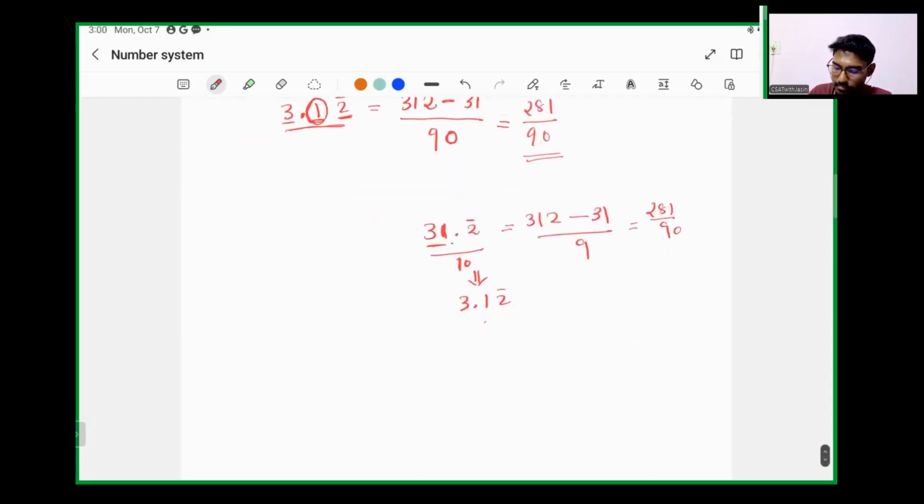I will give you one more example. You just try, then I will explain once again. 1.234 bar. Only 4 is repeating.